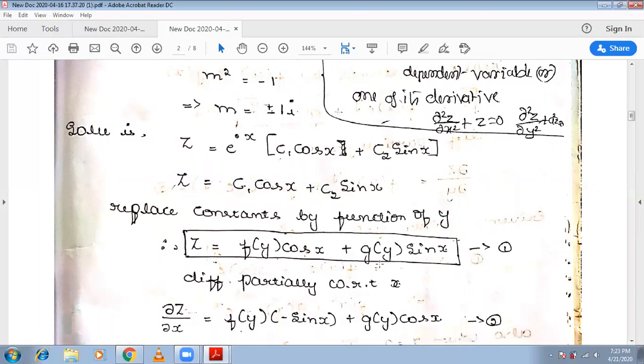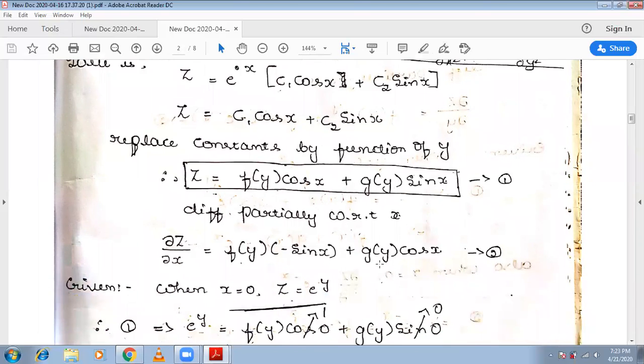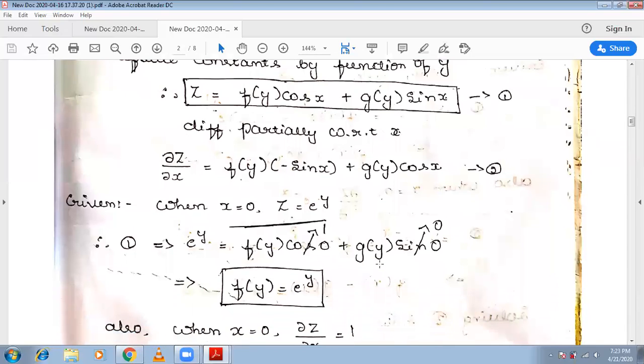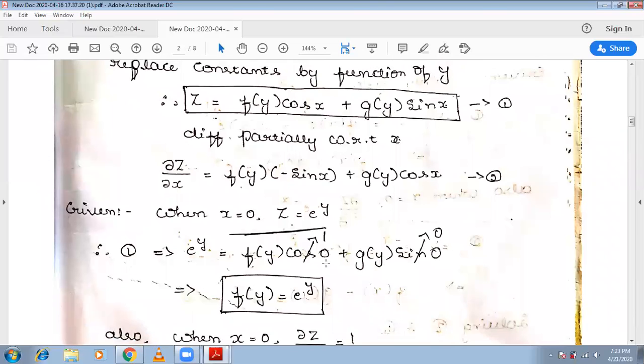They have given the initial condition x is equal to 0 and z is equal to e power y. Another condition is del z by del x is equal to 1. So here they have given an initial condition on del z by del x, so first find del z by del x before applying the conditions. Partial differentiation of z with respect to x: f of y is constant, take it outside. Cos x differentiation is minus sin x, plus g of y, write as it is, sin x differentiation is cos x. This is equation 1 and del z by del x is equation 2.